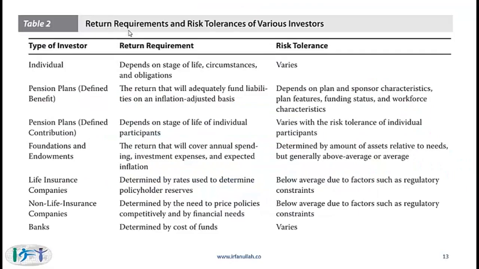This is an excerpt from the curriculum that talks about return and risk tolerances for various kinds of investors. It is fairly self-explanatory. We are dealing with individual investors or pension funds, defined benefit plans, defined contribution plans, and so on. Now, each of these types of investors will have different return requirements and different risk tolerances. So I want you to go through this and make sure you read and understand what's stated here. This is material that you've already seen at level 1.